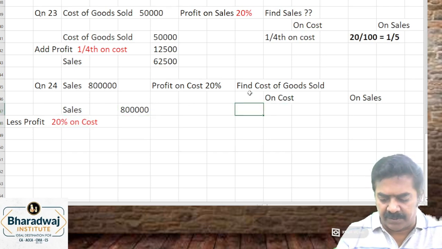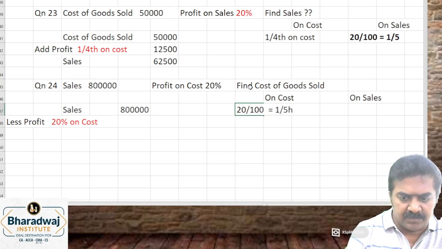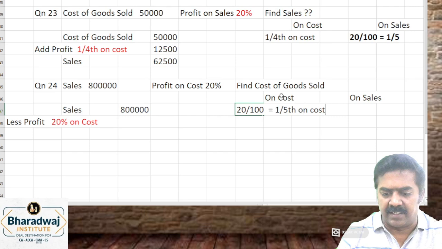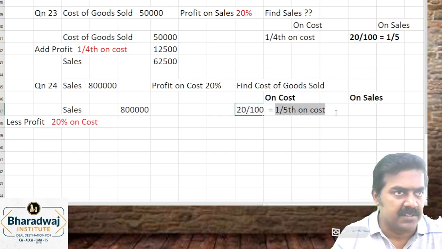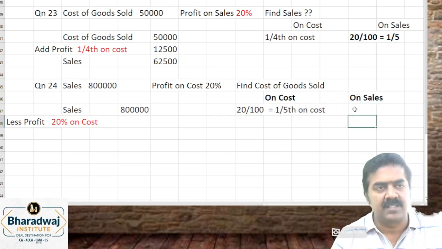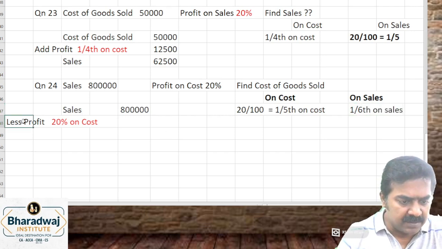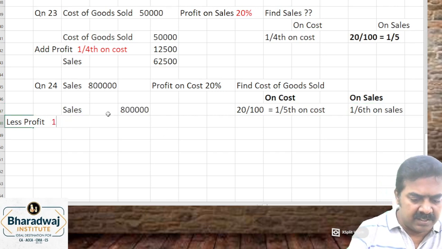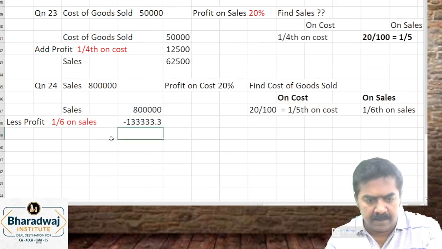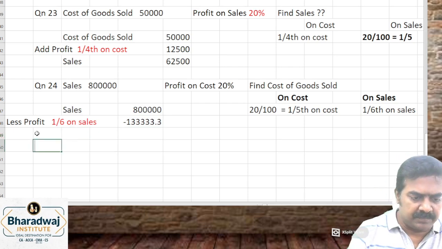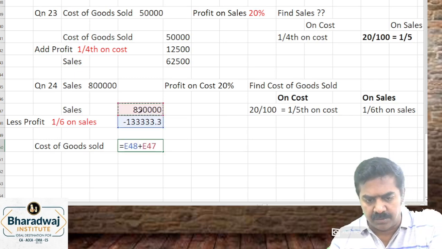Can I put 20% of 8 lakhs? No. On cost, if it is 20%, 20 by 100, nothing but what? 1/5 on cost. So how much will be on sales? You need to work out and tell me. What do you mean by 20%? 20 by 100, which means 1 by 5 on cost. Upper, what will be the relationship on sales? 1/6. When you go forward, cost plus profit will give us sales. 1 by 6 on sales. So profit is 1 by 6 on which one? Sales. So 1 by 6 on sales. So less that, you will get which one? Cost of goods sold. Sales minus profit will give us cost of goods sold.